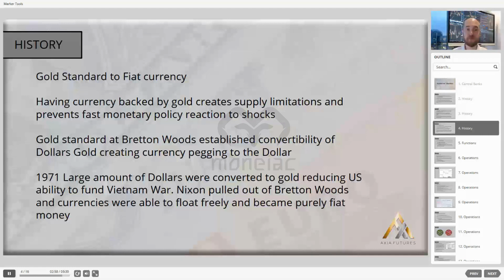So what happened eventually, the US was forced into it by an inability to fund the Vietnam War, and they pulled out, effectively meaning that currencies then floated, meaning that each currency had an exchange rate to another currency and was then managed by its own central bank. And that's how we've now got to the current situation where almost all currencies are fiat currencies. There are a few still pegged to the dollar and even fewer still pegged to gold.